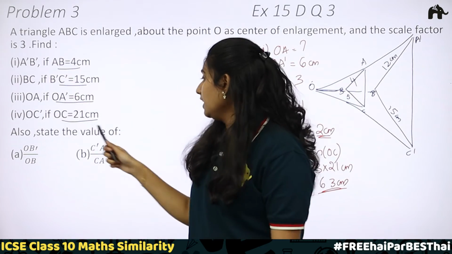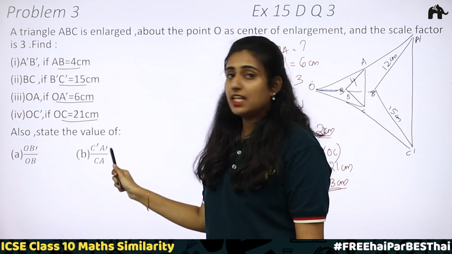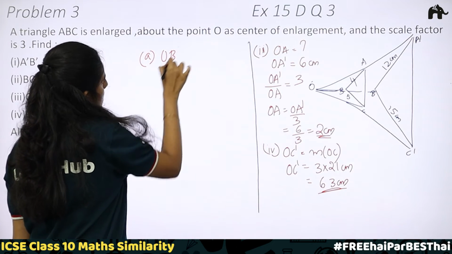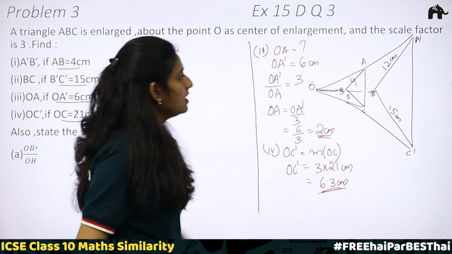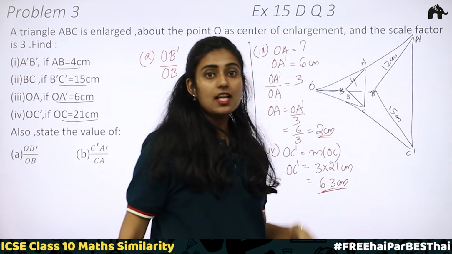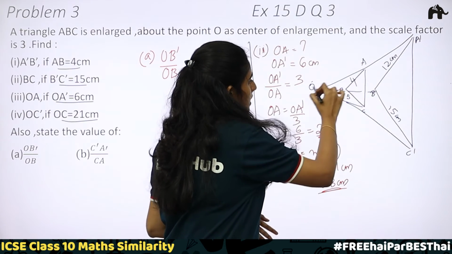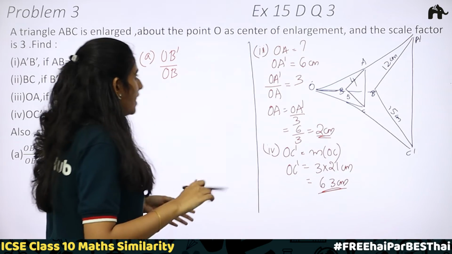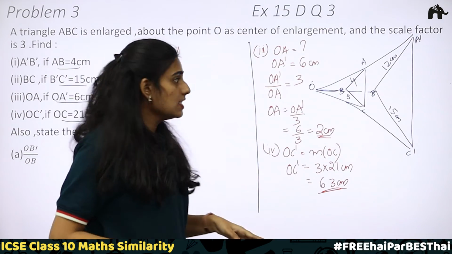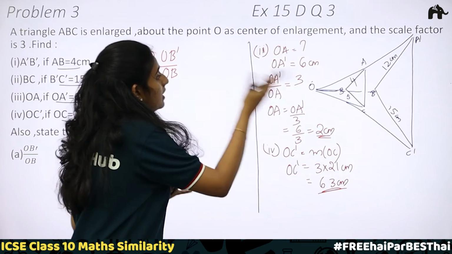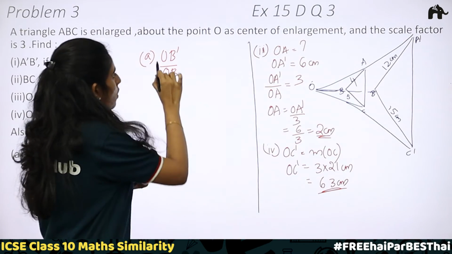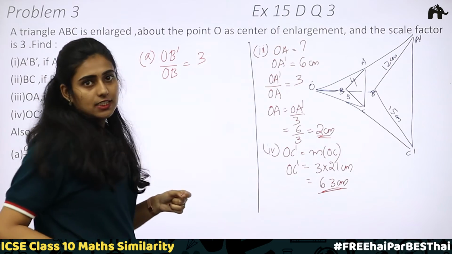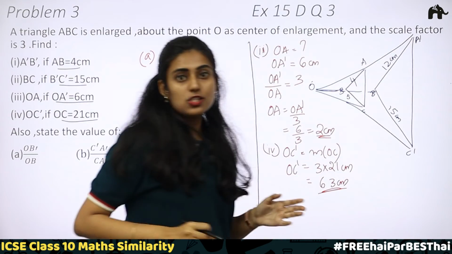Clear? Now we need to find the values of OB dash by OB and C dash A dash divided by CA. OB dash by OB. OB dash divided by OB. Here if you consider, we know that ABC and A dash, B dash, C dash are similar triangles. With this, we will be getting OAB and OA dash, B dash are also similar triangles. So the ratio of the corresponding sides of similar triangles will be equal to the scale factor in this case. Here OB dash divided by OB will be equal to the scale factor, which is 3, because the enlargement is in units of 3. Okay.